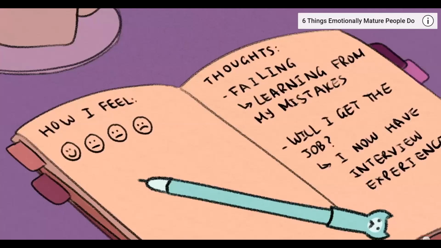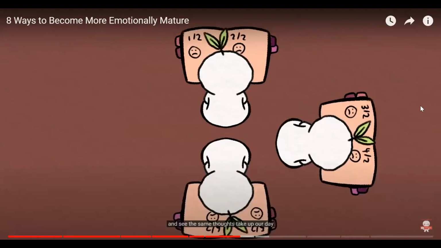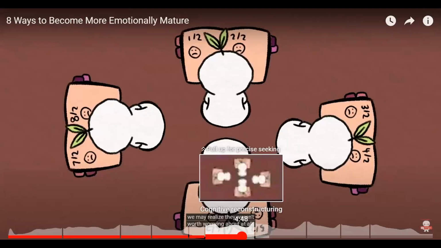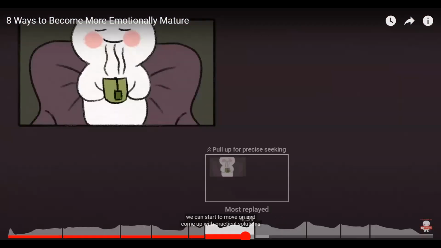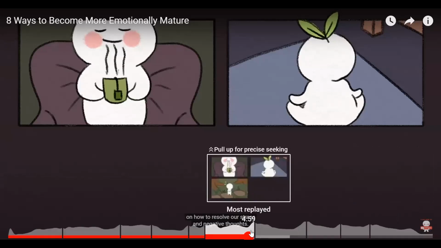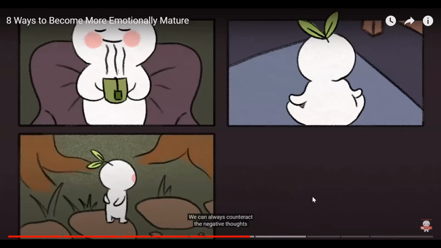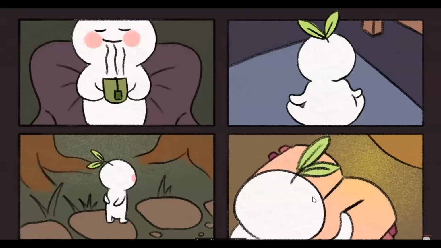Our worry can be valid. But when we open up our diary and see the same thoughts take up our day over and over, we may realize they weren't worth worrying about at all. When we recognize this, we can start to move on and come up with practical solutions on how to resolve our stress and negative thoughts. We can always counteract the negative thoughts by writing a positive one beside it as well.